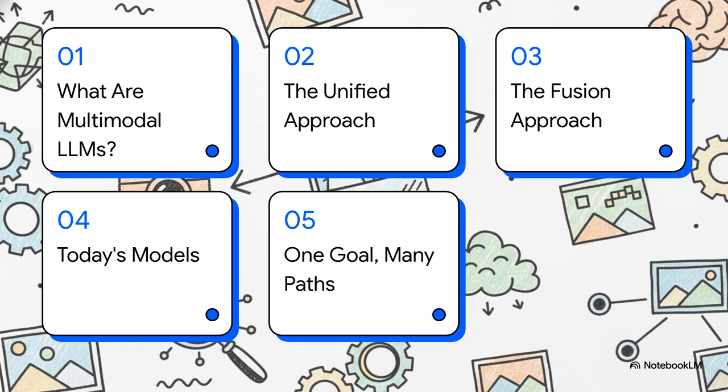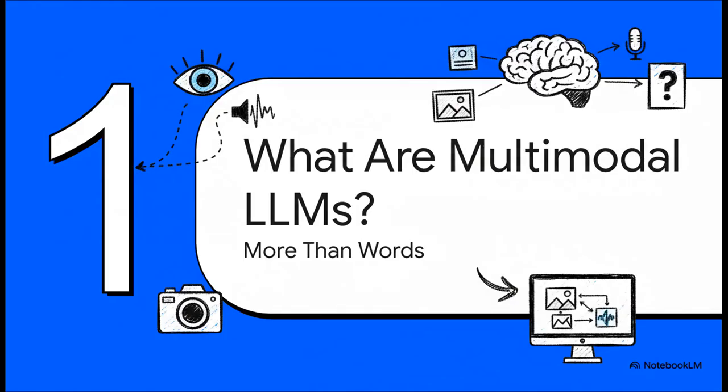So here's our game plan. We'll start with what these things even are. Then we'll look at the two big ways they're built, method A and method B. We'll check out who's using which, and then we'll pull back to see the bigger picture. All right, let's kick things off.